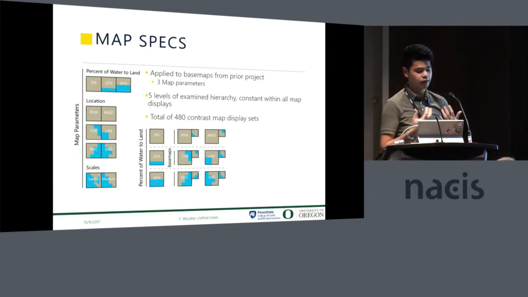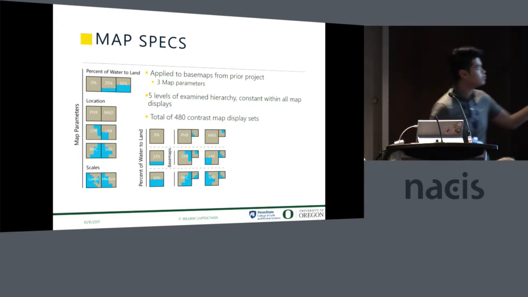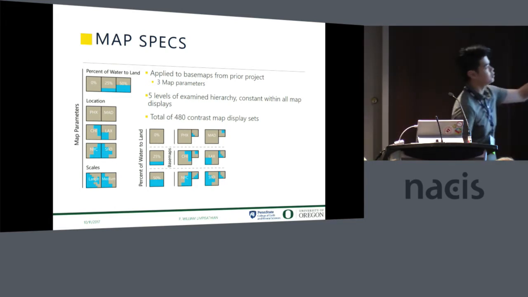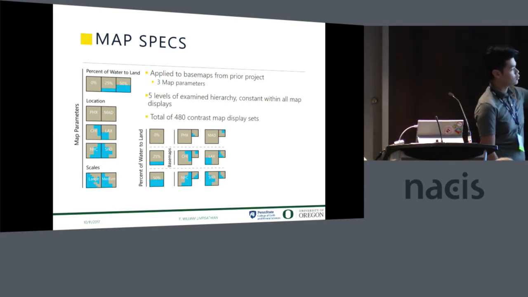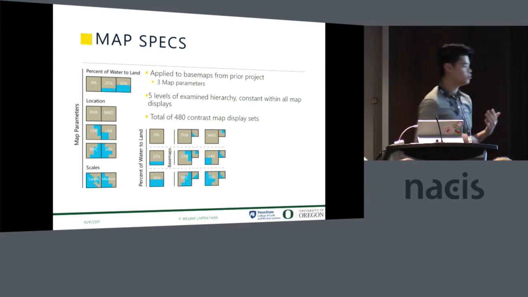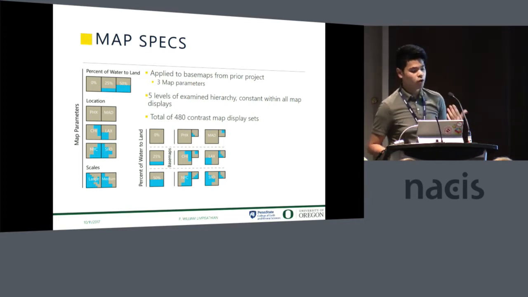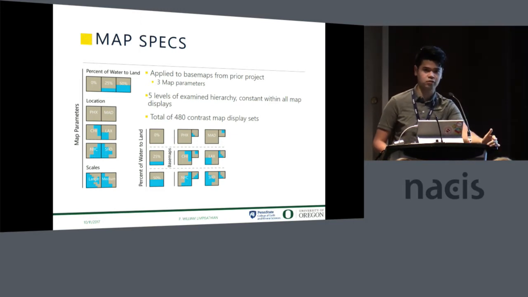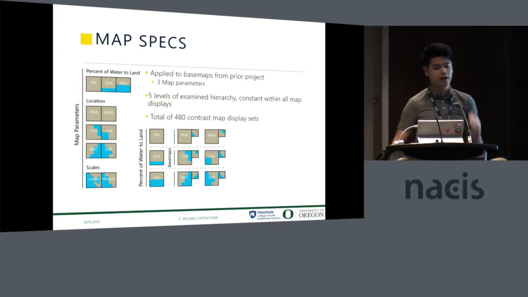These base maps have 3 main parameters, meaning they are representative of a range of geography and scale. They use 3 levels of land to water ratio: 0, 25, 50. They use 6 test locations in total, representative of large and medium scale. So from this, a total of 480 contrast map displays were constructed.